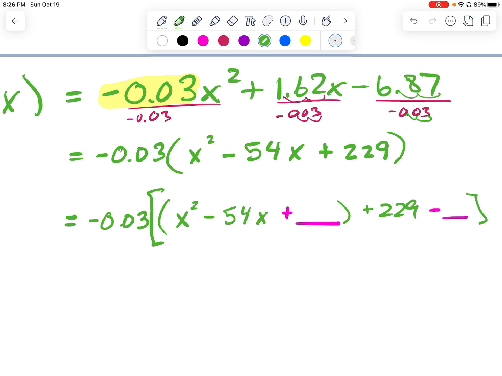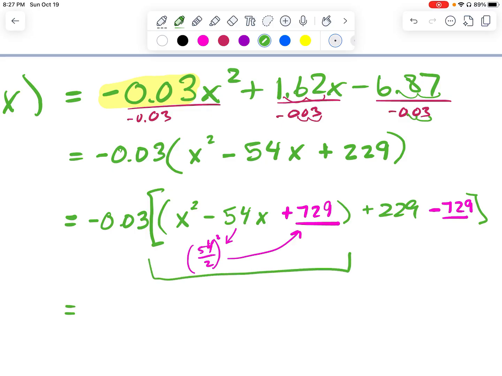All right, so what do I put there? Well, I take that middle term, the b term, and divide by 2 and square it. So that's 26, half of it is 13. 13 squared gives me 729. Whatever I add here, I subtract there. And then I'm going to factor this part and simplify this part.